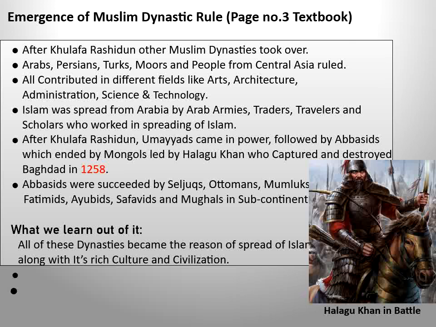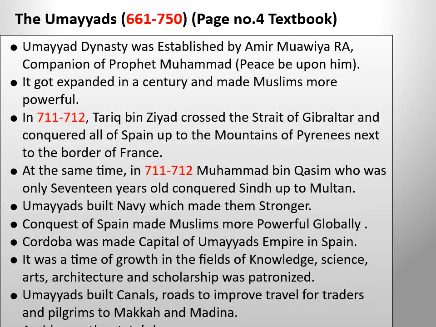Moving to the next slide and the next topic: the Umayyads. They were in charge from 661 to 750, and I've highlighted it here as well. It is on page number 4 of your textbook. The Umayyad dynasty was established by Amir Muawiyah, radiyallahu anhu, may Allah be pleased with him. He was a companion, a sahabi of Prophet Muhammad, peace be upon him, and he was one of those Katib al-Wahi who used to write the revelation as well. It expanded in a century, and made Muslims more powerful.